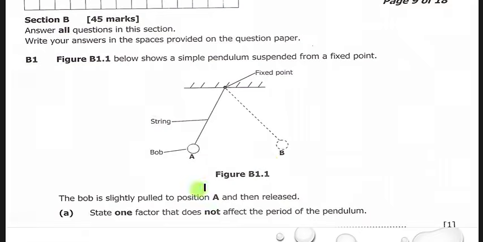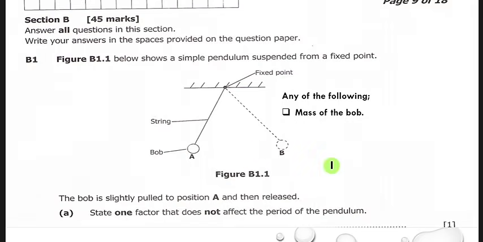So now they are saying, state one factor that does not affect the period of the pendulum. It has been studied that the factors are: 1, mass of the bob. So the mass of the bob does not affect the period of the pendulum, the time it will take to go here and come back.